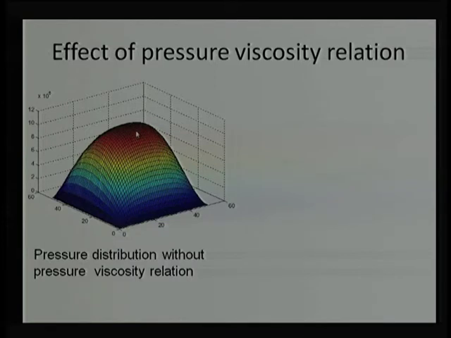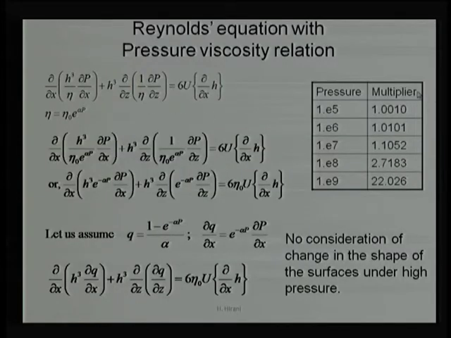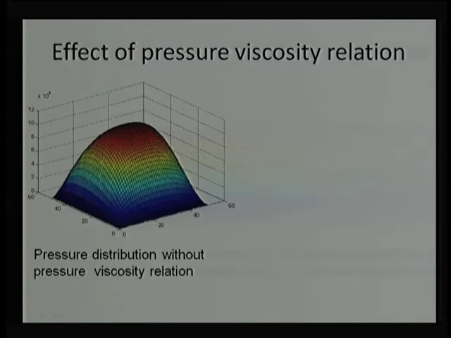This clearly indicates that viscosity is not going to vary significantly, because earlier in the previous slide we showed that if pressure increases by 10 times, viscosity variation will be 1%, and that is what we are trying to understand from here.